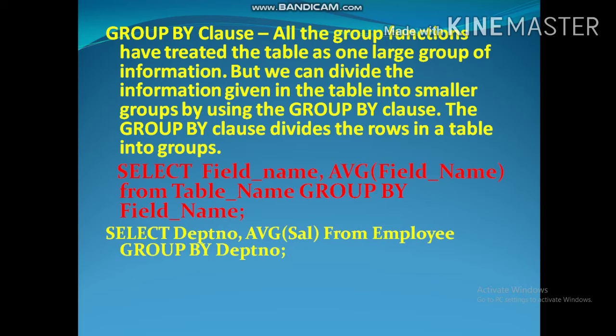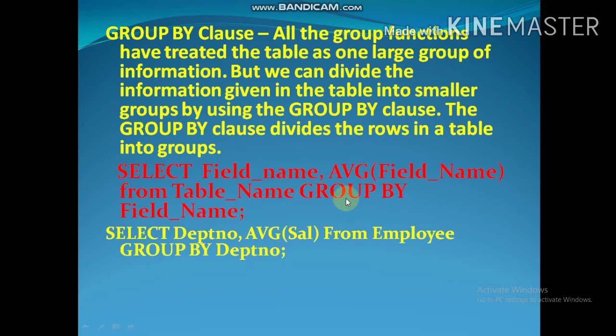The group by clause divides the rows in a table into groups. Suppose I use it: select field name. Which field names do you want? Suppose you want two field names, then you write field name 1 and the second field name. If you want to find the average, you should use average. If you want to find the minimum, you use min. If you want the maximum, you can use max. All the functions you can use here with the field name. It finds the average of the field name from table name.